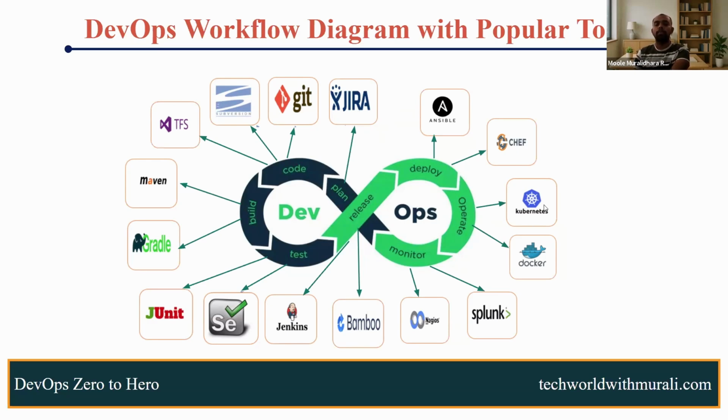particular one. And coming to the containerization tool, we will always use Docker only. For container orchestration, we use either Kubernetes or OpenShift. There is also Docker Swarm, but 99% of the organizations will be using Kubernetes only.